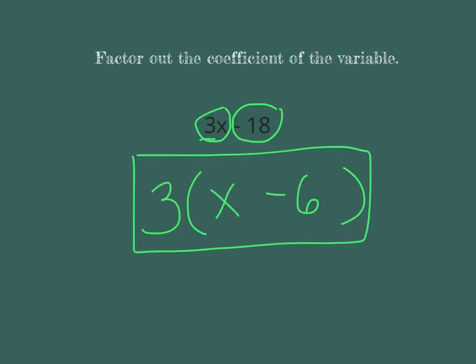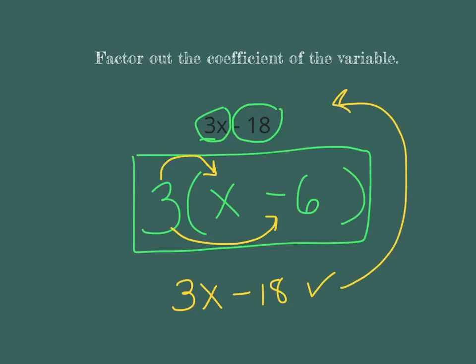You could check your answer by doing the distributive property and actually taking this and doing 3 times x, which would give you 3x, and then 3 times that negative 6 would give you negative 18. That should check out to your original problem that you started with, which means that you did the problem correctly.